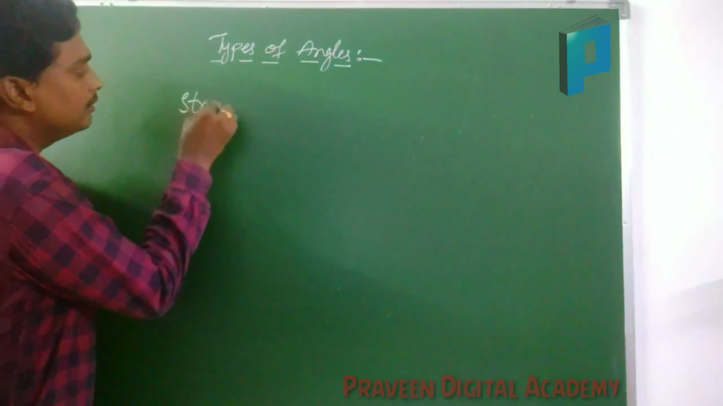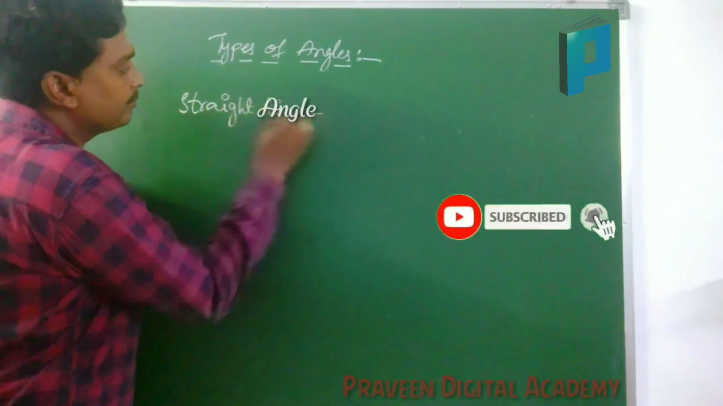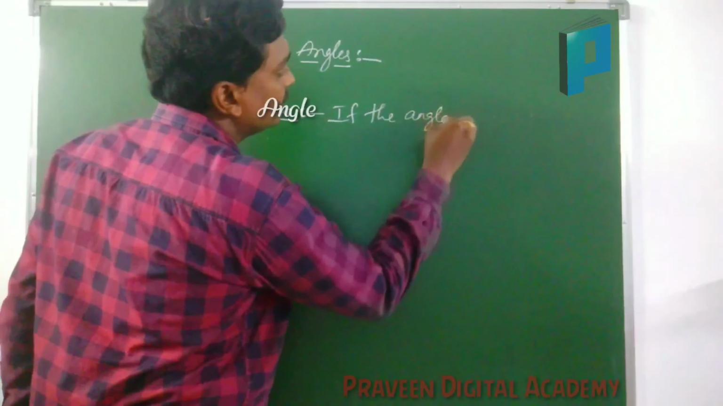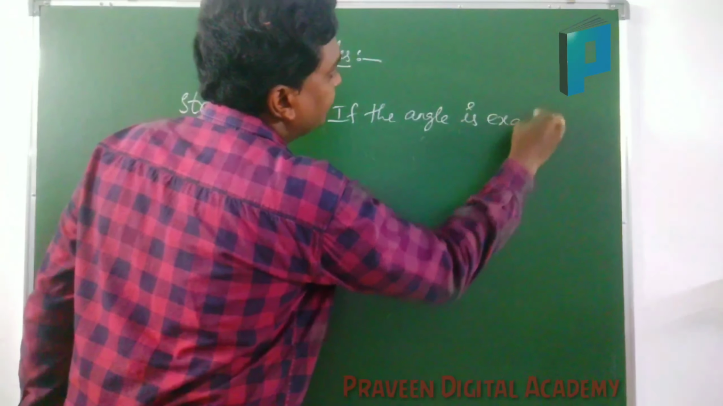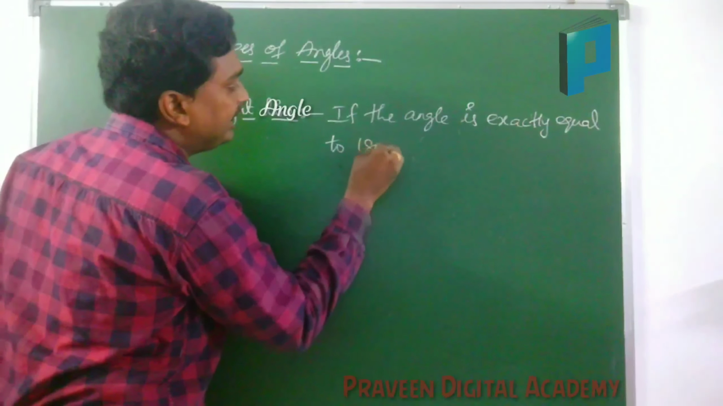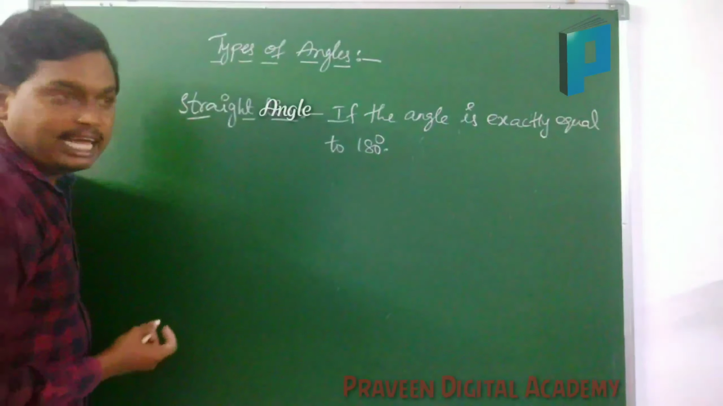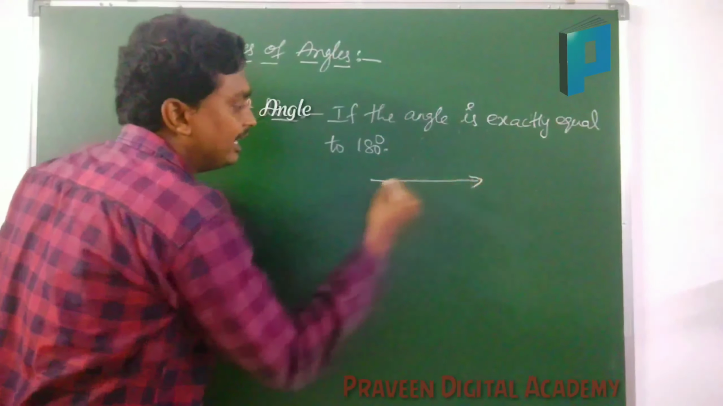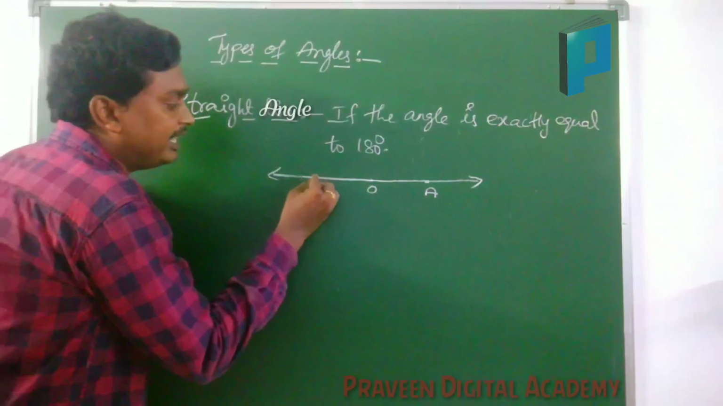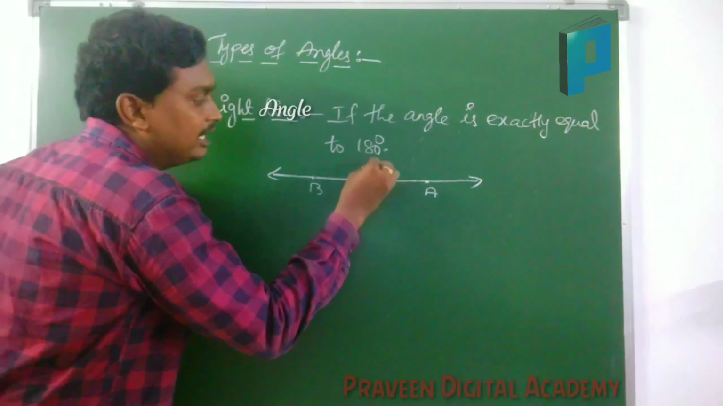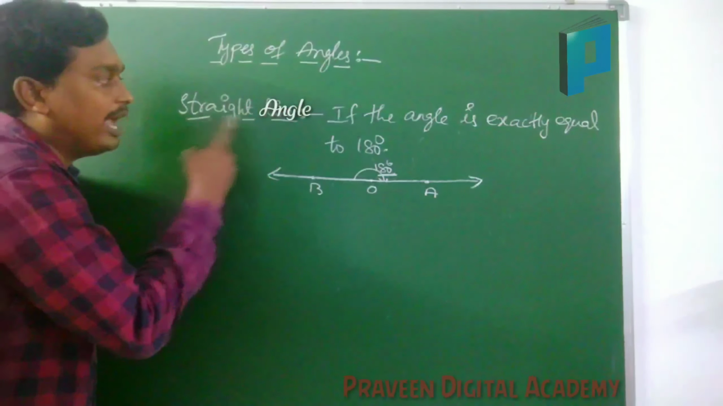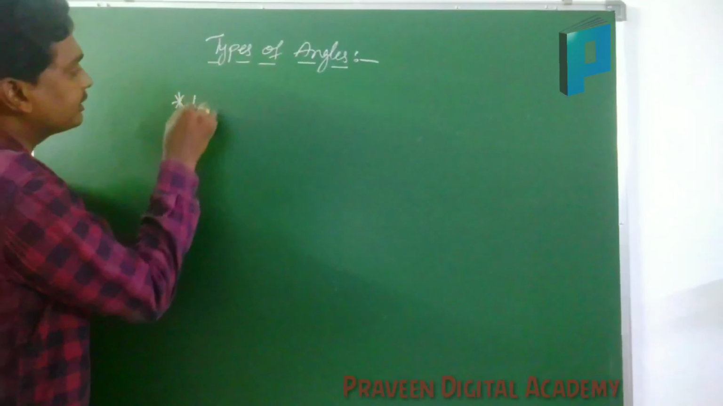Straight angle. If the angle is exactly equal to 180 degrees, it is called a straight angle. If you are having an initial ray like this, OA, and a terminated ray OB, and the angle is exactly equal to 180 degrees, then such kind of angle is known as a straight angle.